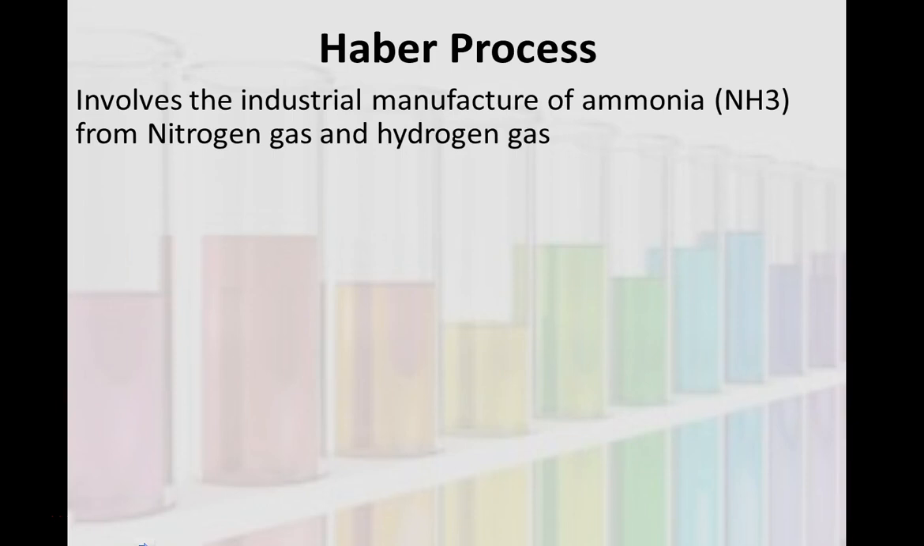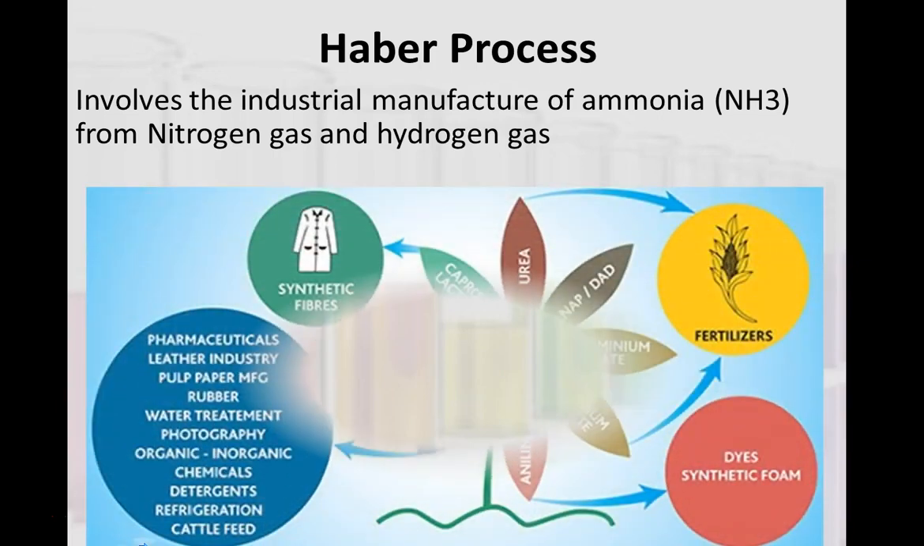This is just an example of where we use equilibrium. The Haber process is the production of ammonia from its elements, from nitrogen and hydrogen gas.